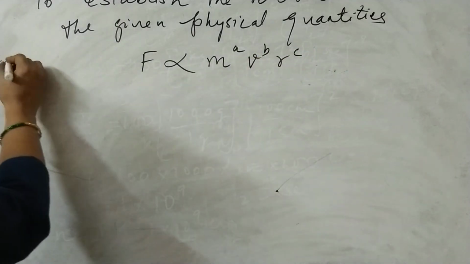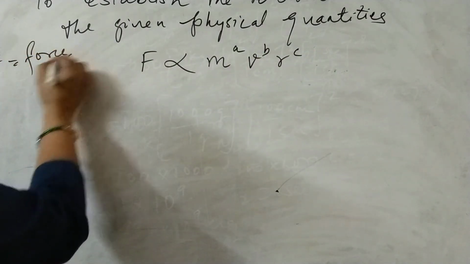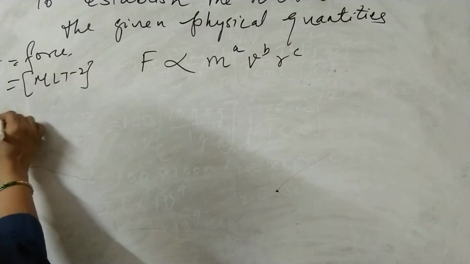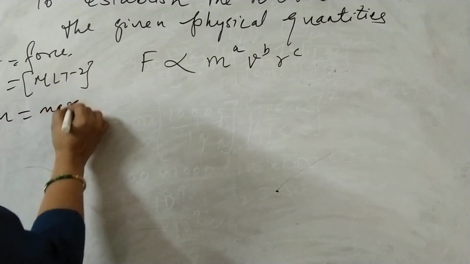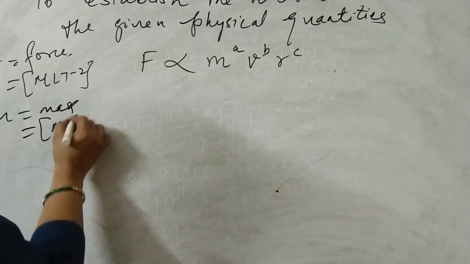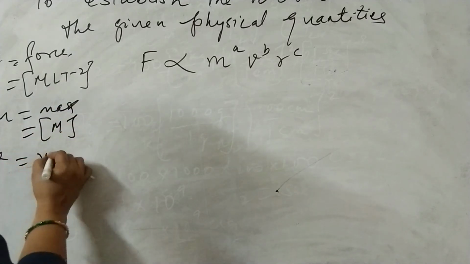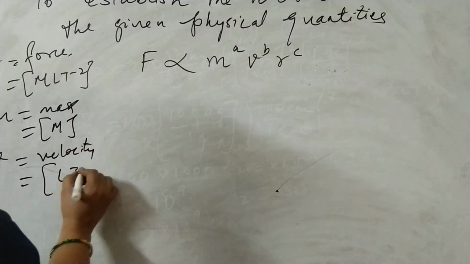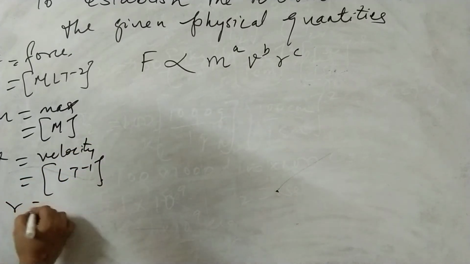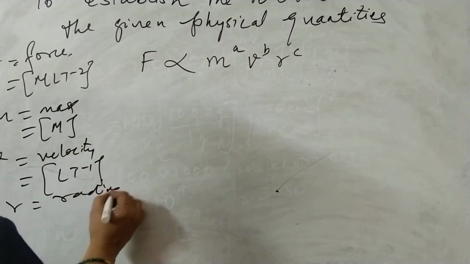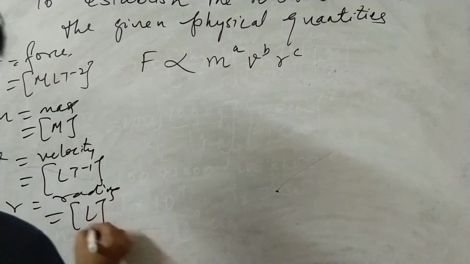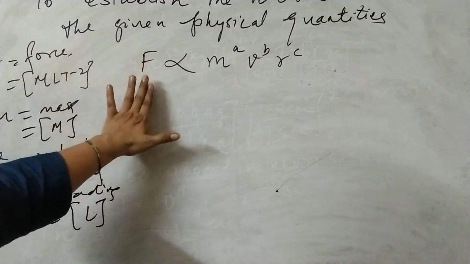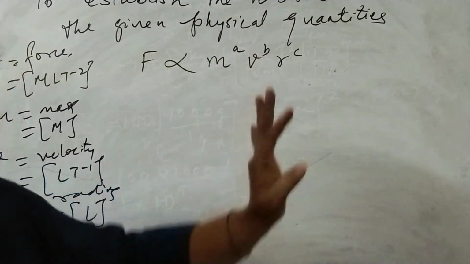Here F is the force, its dimensional formula I'll write. M is the mass, dimensional formula is m. V is the velocity, dimensional formula I'll write LT to the power minus 1, and r is the radius, and dimensional formula I'll write it as L. Okay, so here we have got force, mass, velocity and radius. We don't know the formula.